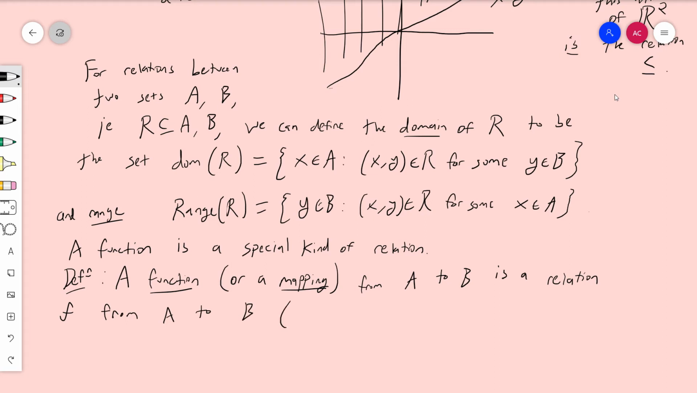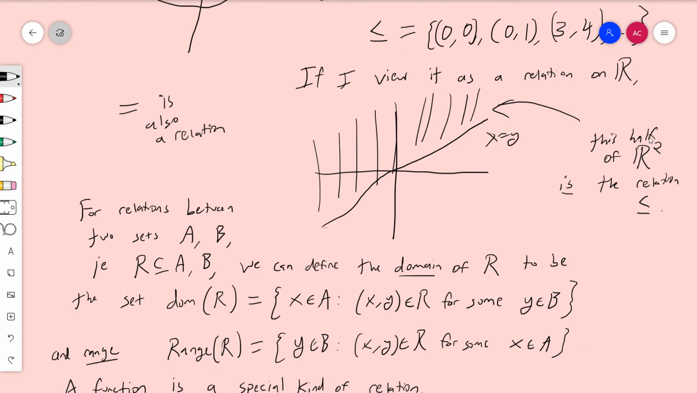So what I mean by that really is a function really is a subset of A cross B, such that... what are the special properties that need to be true in order to have a function? Well, there's two essential elements.